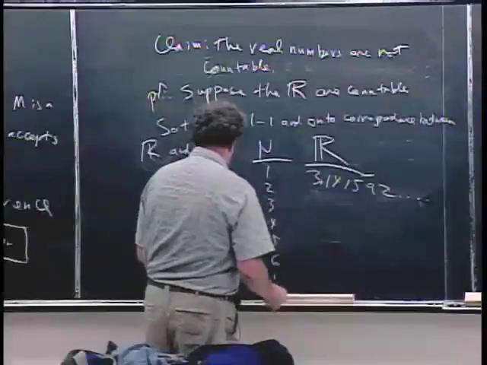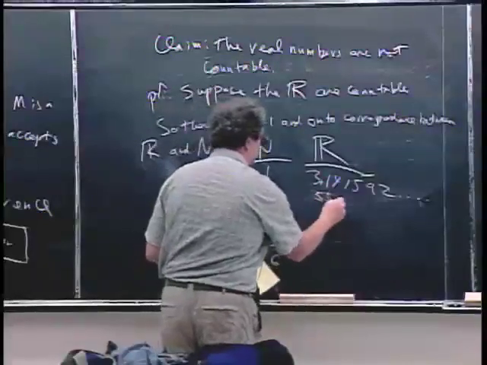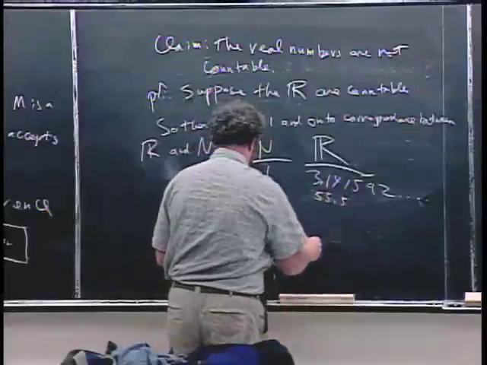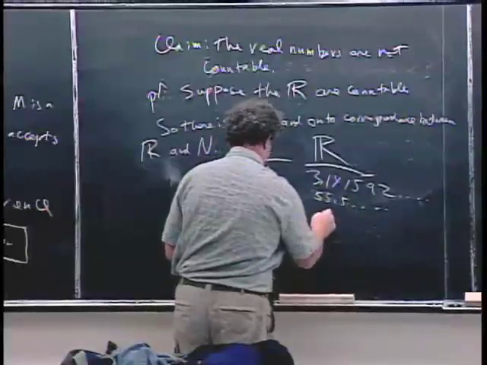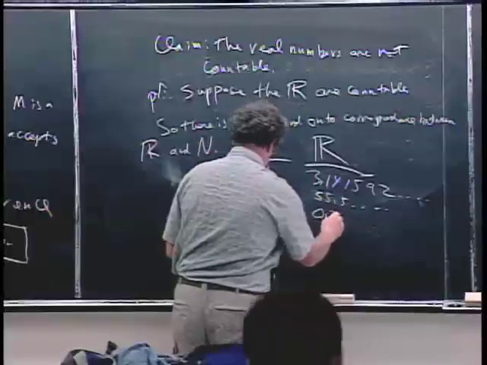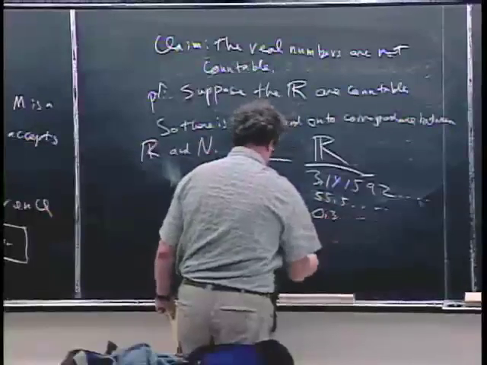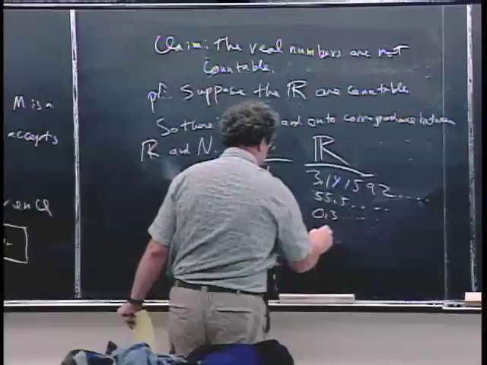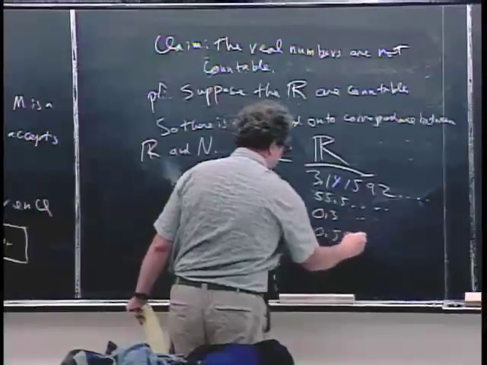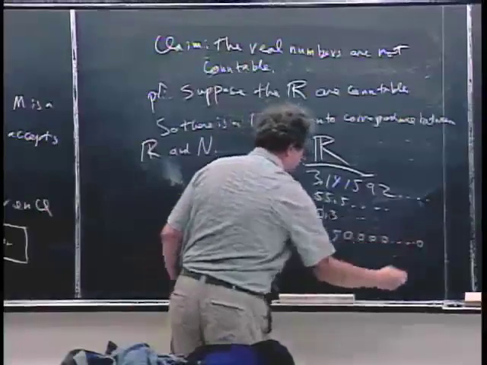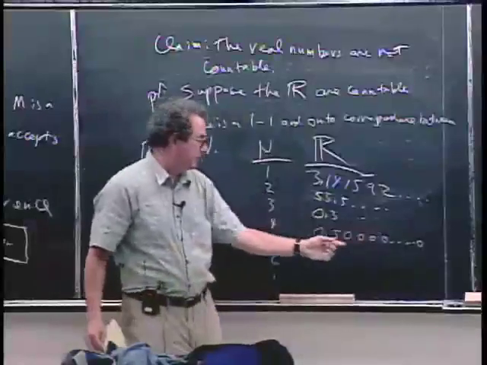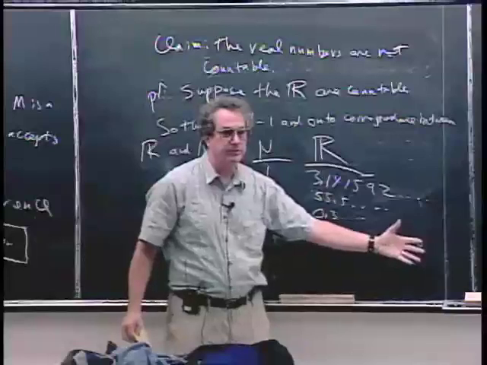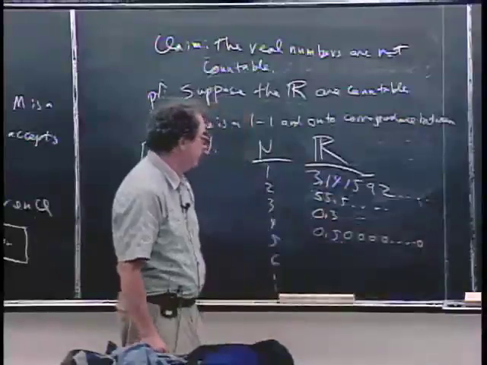And then the next one is, I don't know, 55.5, and that goes on for a while. And the next one is 0.3. The numbers don't really matter. We're going to write these all out with infinite digits, even if they're just all zeros.